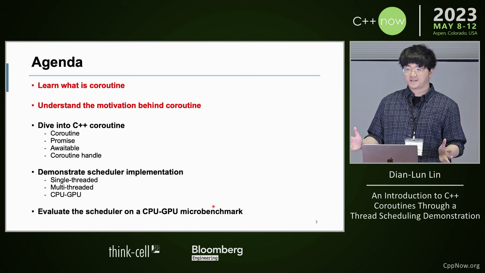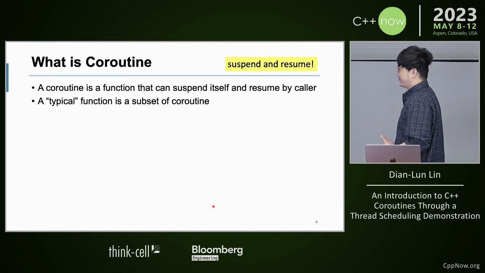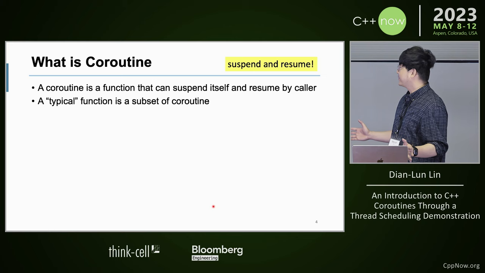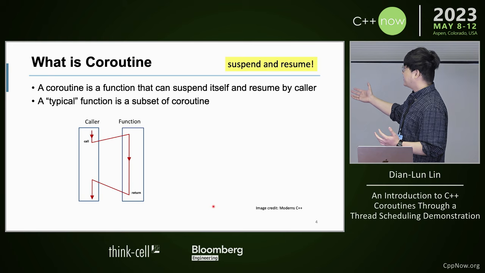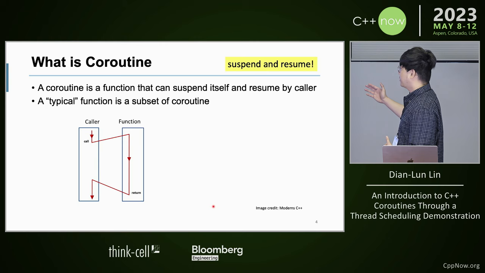So what is a coroutine? A coroutine is a function that can suspend itself and be resumed by the caller. A typical function, or a normal function you all know, is actually a subset of coroutine. So let's say this is a function. What the caller does is to call a function. The function will do some computation and execute some stuff. And then finally, you will call return and go back to the caller.